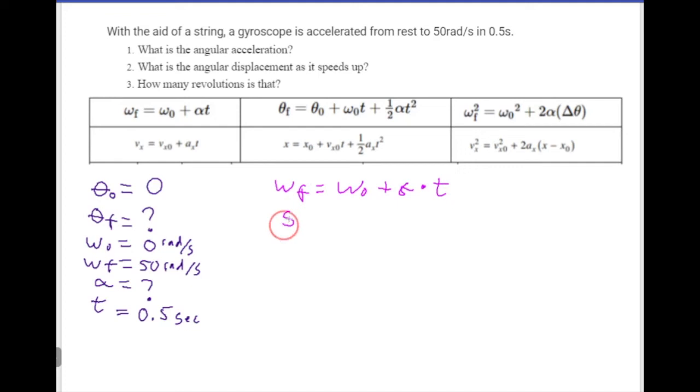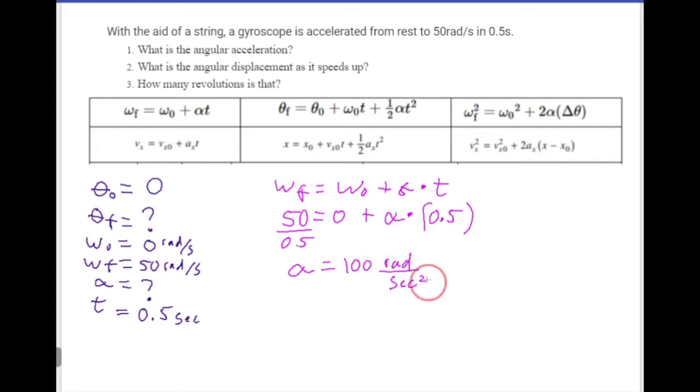Go ahead and plug my numbers in. I get 50 is equal to 0 plus alpha, which is unknown, times 0.5 as my t. Divide by 0.5, and I find out that alpha should be equal to 100 radians per second squared.